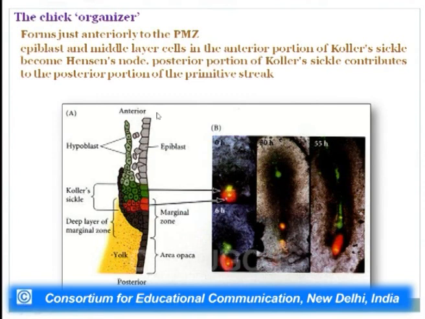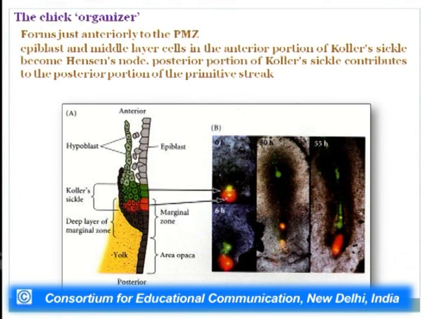So here you can see this is again showing the same area. This is the epiblast layer, this is the developing hypoblast, this is the Koller's sickle, this is the deep layer of the marginal zone, and this is the area opaca. So epiblast and middle layer cells in the anterior portion of Koller's sickle become Hensen's node. We talked about the two kinds of cells which form Hensen's node, the deep cells and the central cells. So Hensen's node is formed from these cells. Eventually they will move to the front and form Hensen's node, and this is the position where the chick organizer resides.